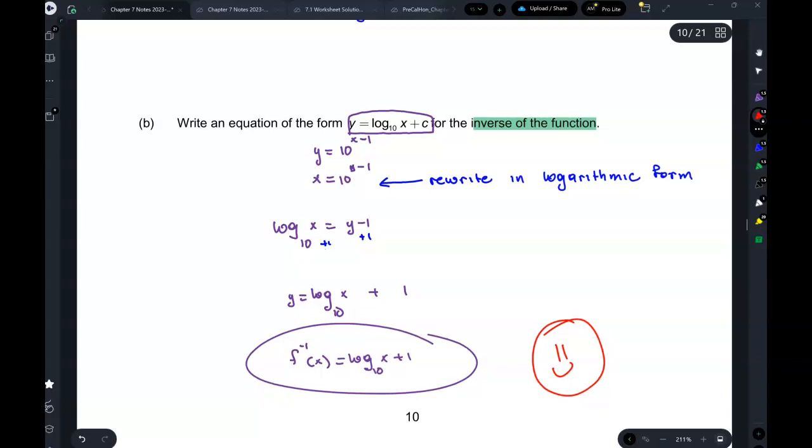Okay, let's go back here for a minute. What did we see? We started with this function. This is an exponential function, correct? We found the inverse and it became a logarithmic function. This tells us exponential and logarithmic functions are inverses of each other, all right?